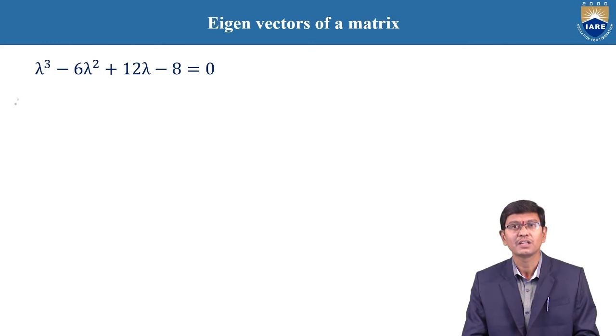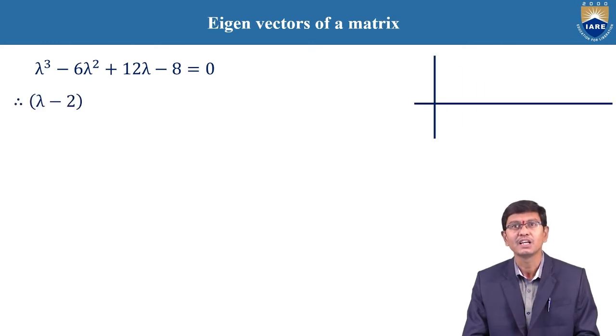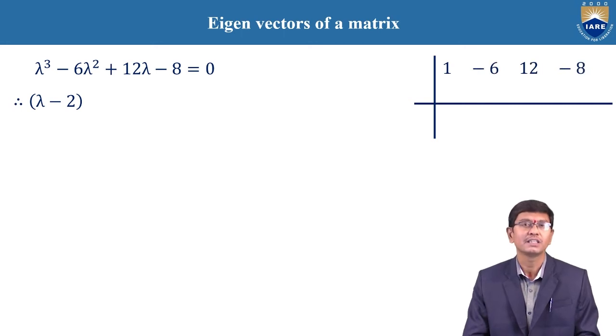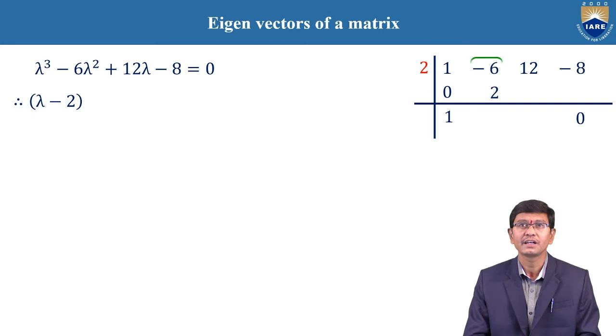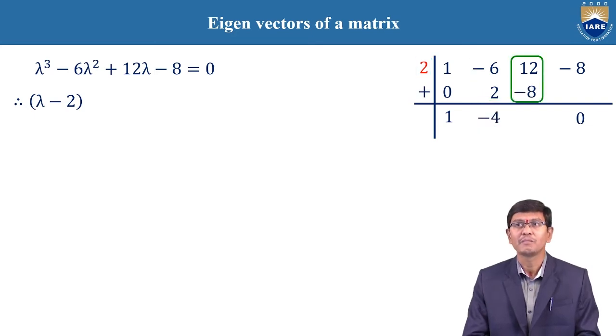Similarly, we need to find the remaining two eigenvalues. By synthetic division, using the lambda cube coefficient, lambda square coefficient, lambda coefficient and the constant value, and since lambda equal to 2 is already a root, the remaining two values come from lambda square minus 4 lambda plus 4 is equal to 0.